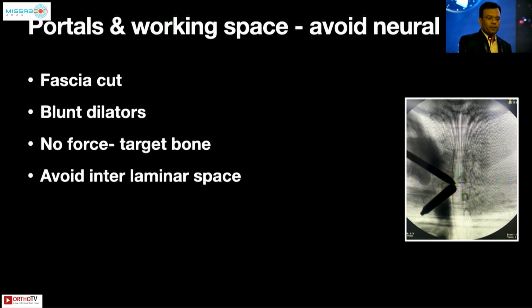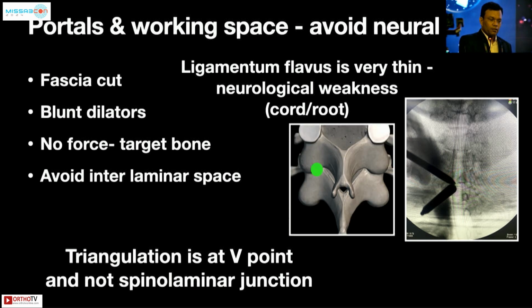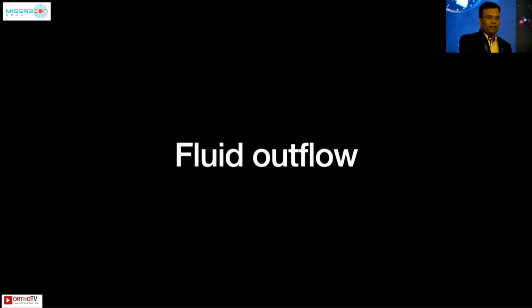Portal and working space, I won't be going into detail, but while making these portals, please cut fascia very liberally. Always use a blunt dilator. Don't push through the muscles. Go gentle and always target bone, lamina or lateral mass. And avoid going into the interlaminar space because as we discussed earlier, the ligamentum flavum is very thin. There are chances you will end up developing neurological deficit. Coming to entry point, the V point is the target point and not the spinolaminar junction.